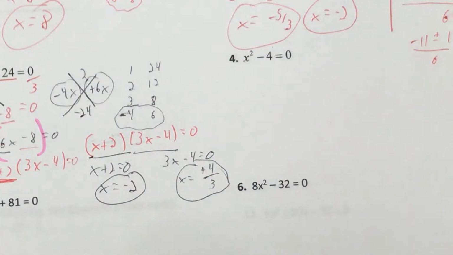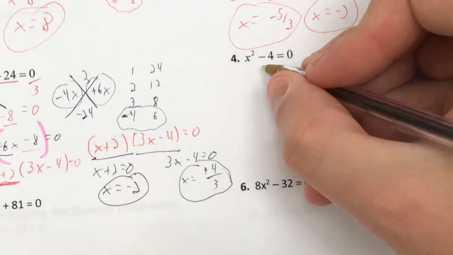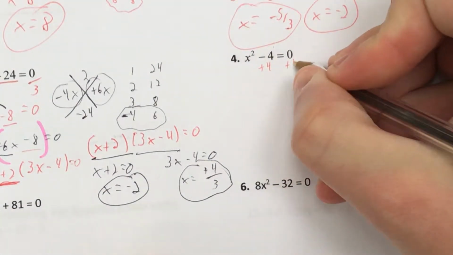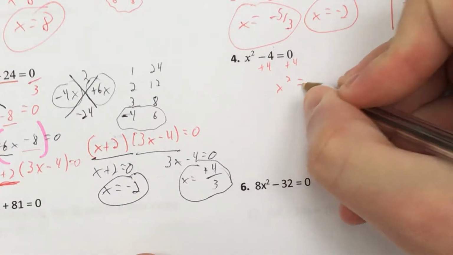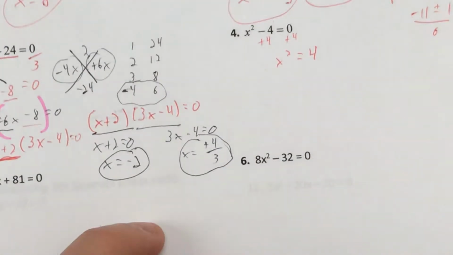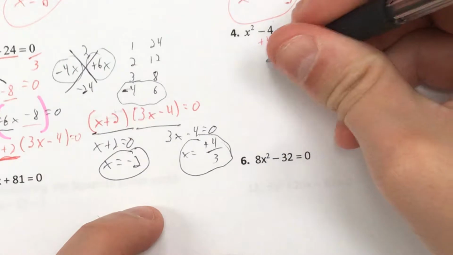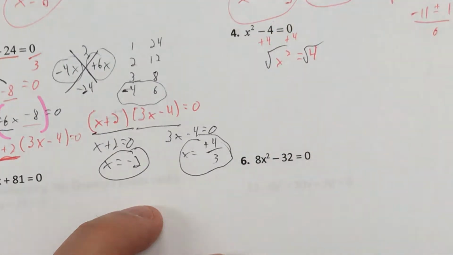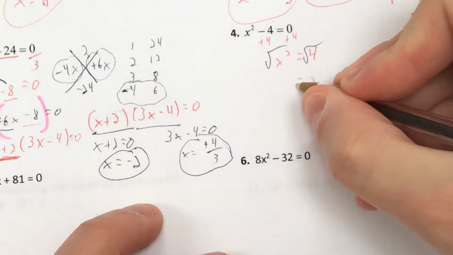Number 4, there's a couple of ways you can do it. I suggest factoring. Most people don't, and I'll show you why. Most people's first instinct is to plus 4, and that is fine. That is true. You get x squared equals 4. And then what people do is they square root both sides, and they say the square root of 4 is 2, so x equals 2.